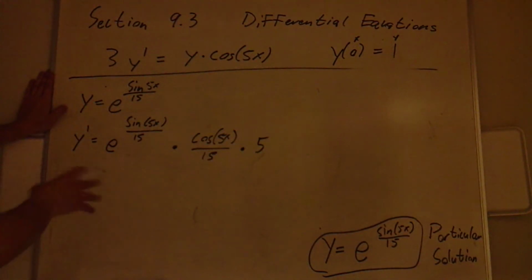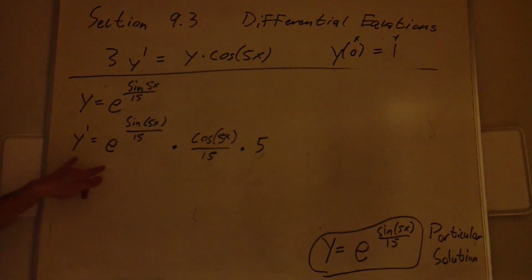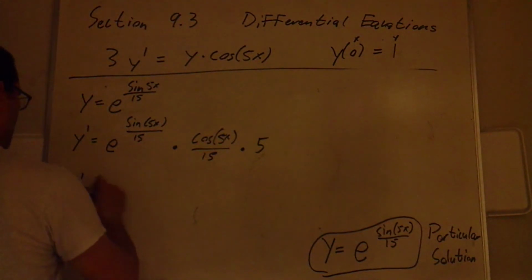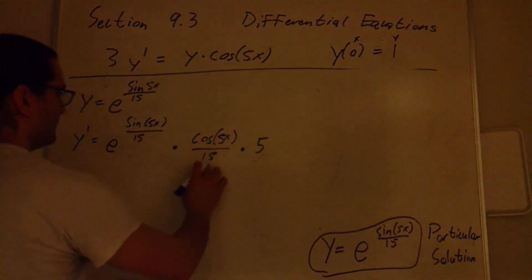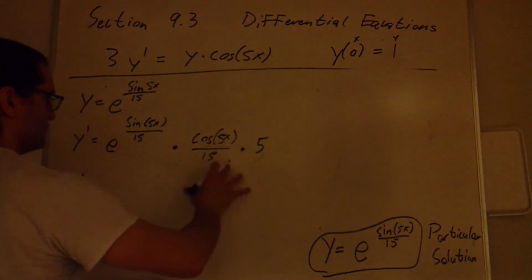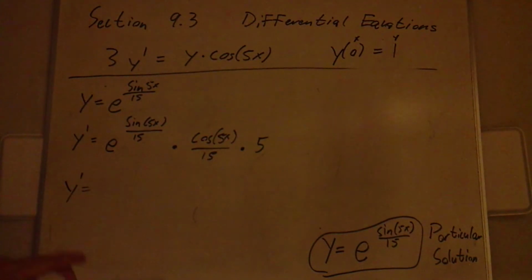I'm skipping the inside-outside steps here with the blobs because that's Calc 1 stuff, and hopefully we've got a pretty good handle on that. If not, feel free to pause the video and work it out. Pretty sure this is correct. So this is, I think, y prime, and I can simplify this just a little bit, with the 15 and the 5.